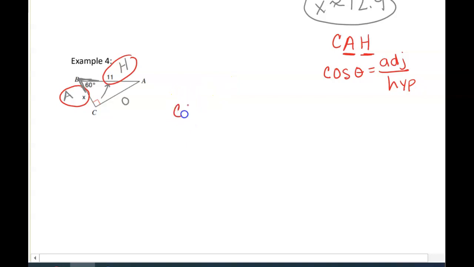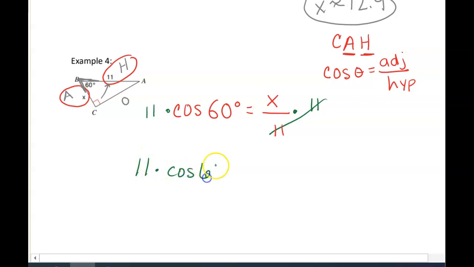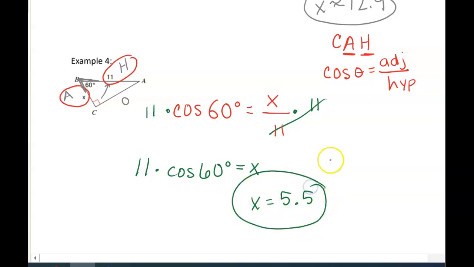So cosine of, well, my angle measure is 60 degrees, equals my adjacent, I don't know, it's x, over my hypotenuse is 11. Once again, I want x by itself. So to do that, I want to first get rid of the fraction. So multiply by 11, those go away. So I have 11 times cosine of 60 equals x. I get x is 5.5 on the dot. That is my final answer.